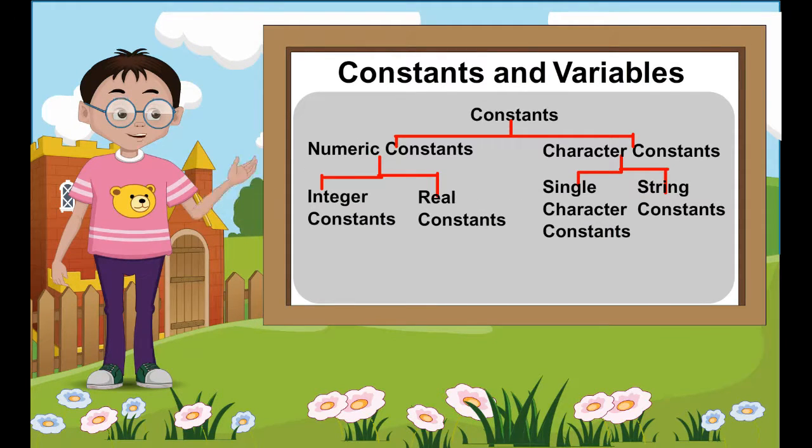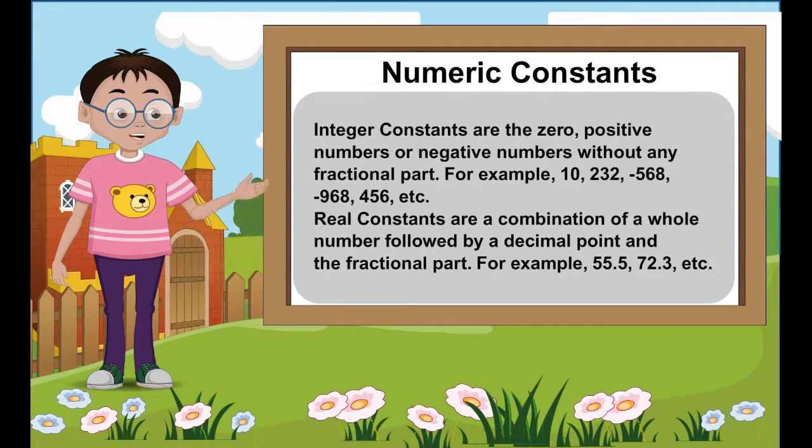Constants: numeric constants and character constants. Numeric constants: integer constants and real constants. Character constants: single character constants and string constants.